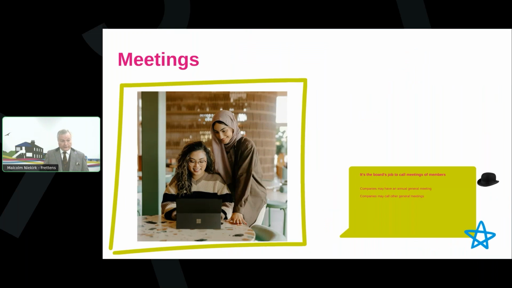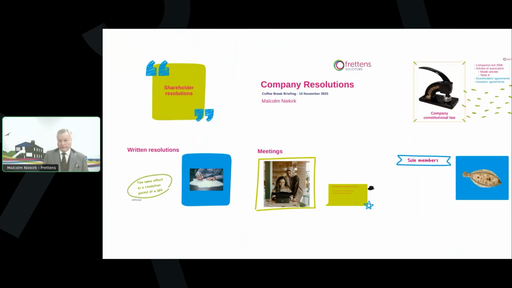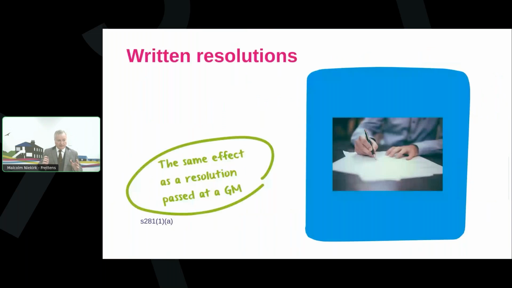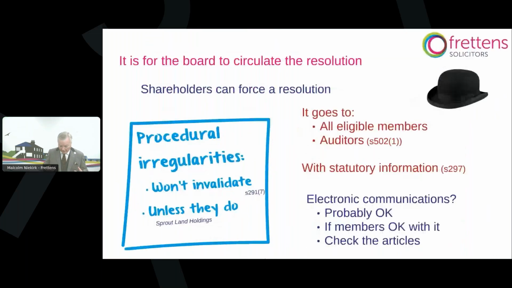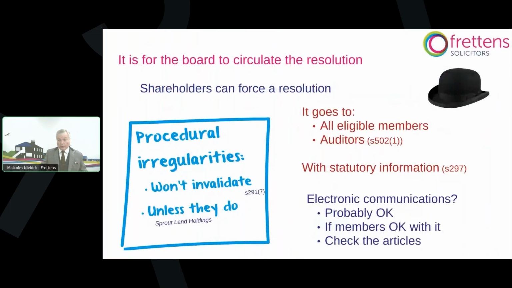Let's now look at the alternative to meetings, which is written resolutions. And the general principle is that a validly passed written resolution has the same effect as if that resolution had been passed validly by members at a properly convened general meeting of members. As with calling a general meeting, it is for the board to circulate the written resolution. As with a general meeting, if the shareholders want to pass a resolution and think that the board are dragging their heels, shareholders can force it. It takes the same 5% of shareholders to run that particular procedure.